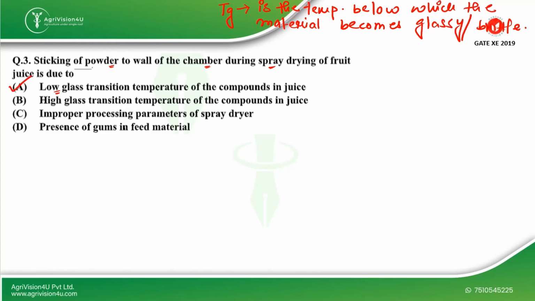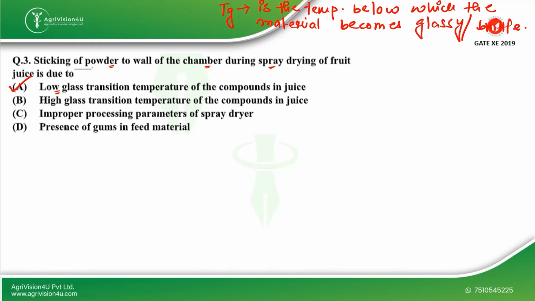Since low glass transition temperature means when the juice is atomized into droplets and enters the drying chamber, what happens? It cools rapidly. So if the glass transition temperature of the compound in the juice is low, then they will solidify before they can completely dry. So hence it will lead to the sticking. That's why my correct option is A.